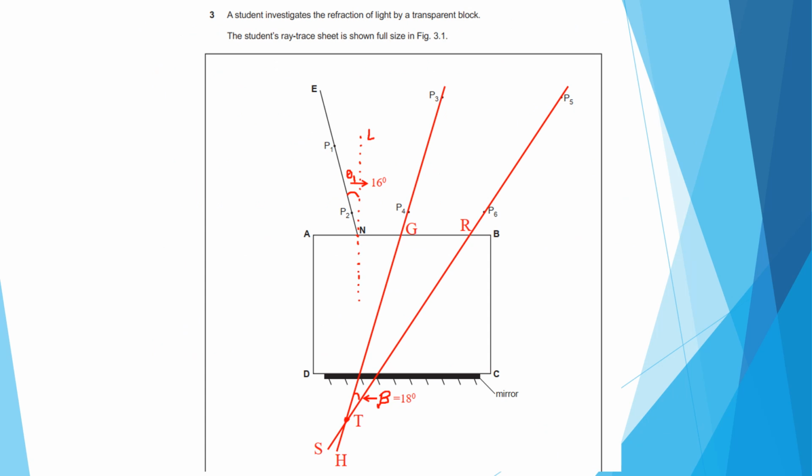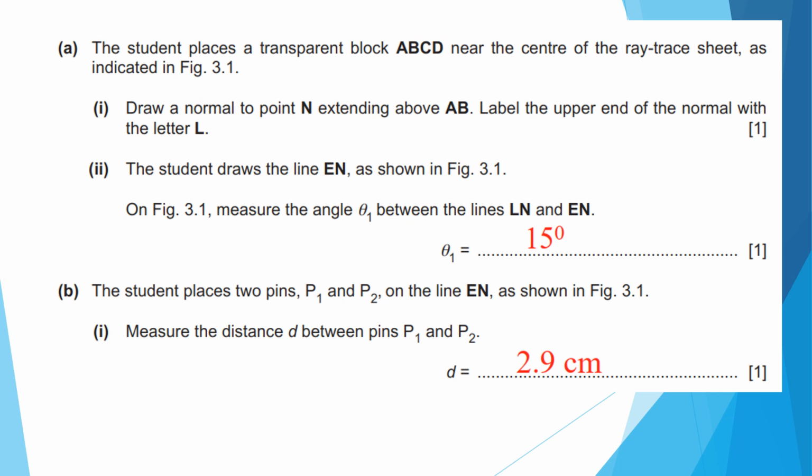So the third question is from the unit light. It is about a ray diagram. A student investigates the refraction of light by a transparent block. The student's ray trace sheet is shown full size in figure 3.1. First part A, the student places a transparent block ABCD near the center of the ray trace sheet as indicated in figure 3.1. So in the first part, draw a normal at point N extending above AB. Label the upper end of the normal with the letter L. So the upper end of the normal only should be labeled as L.